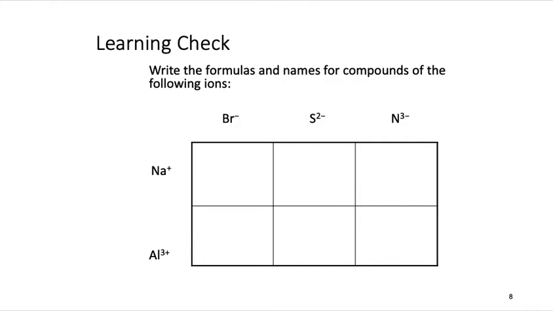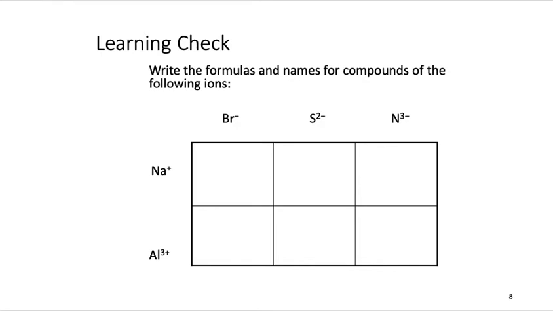Okay. And the last two, aluminum and sulfur. Let's do the other one first because it's easier. Let's do aluminum and nitride. It's 3 and 3. That's a 1-to-1 relationship, so it's just going to be AlN, aluminum nitride.